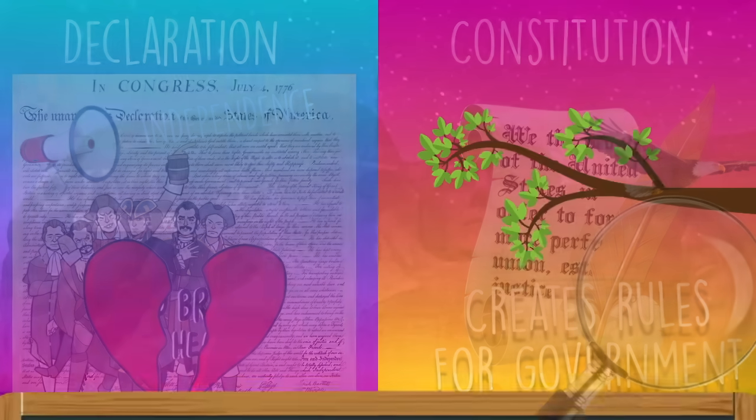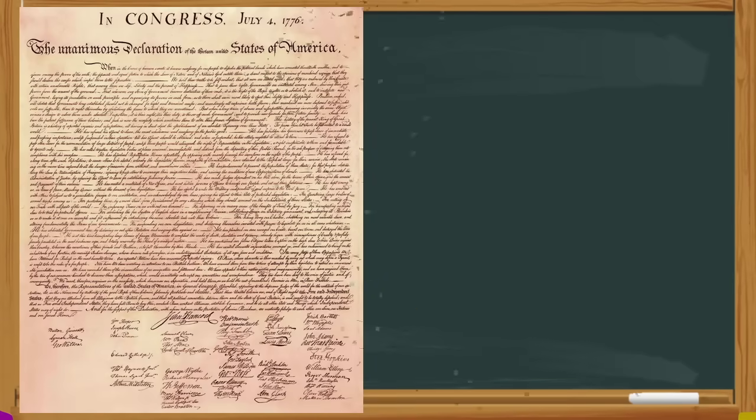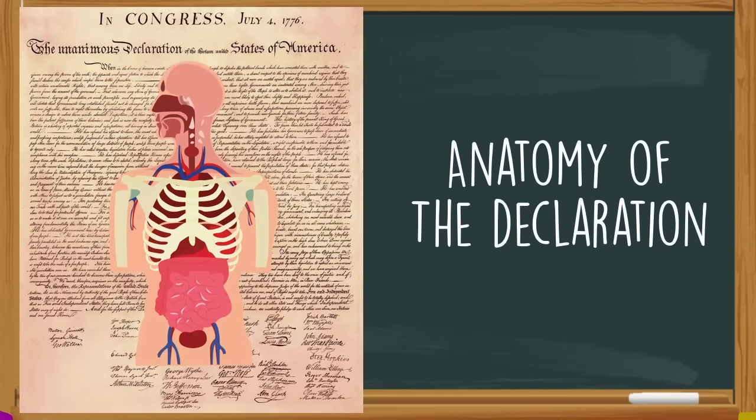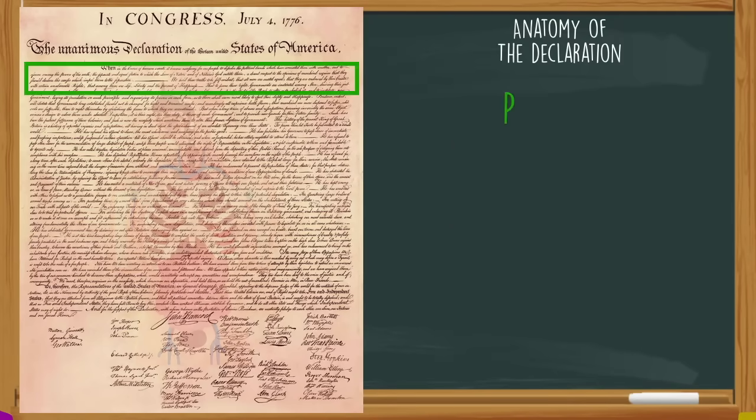We're going to take things to the drawing board so that we can take a closer look at the anatomy of the Declaration of Independence. This document has different parts. In civics, we need to know everything about these parts and what's contained inside them. And the first part is known as the preamble. The preamble is essentially the introduction of the Declaration, and it goes a little something like this.